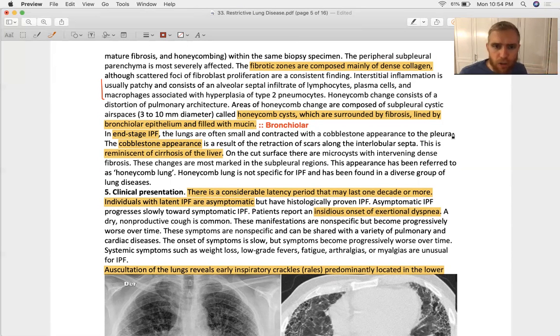grossly or histologically, right? And so you start with your trachea, and then you branch into 2 primary bronchi, then you branch into secondary bronchi, then you branch into tertiary bronchi, and then you branch into bronchioles, and then you branch into terminal bronchioles, and then you branch into alveolar ducts, and then you branch into alveolar sacs. And so honeycomb cysts occur at the level of the bronchioles, which are going to be your small terminal airways.